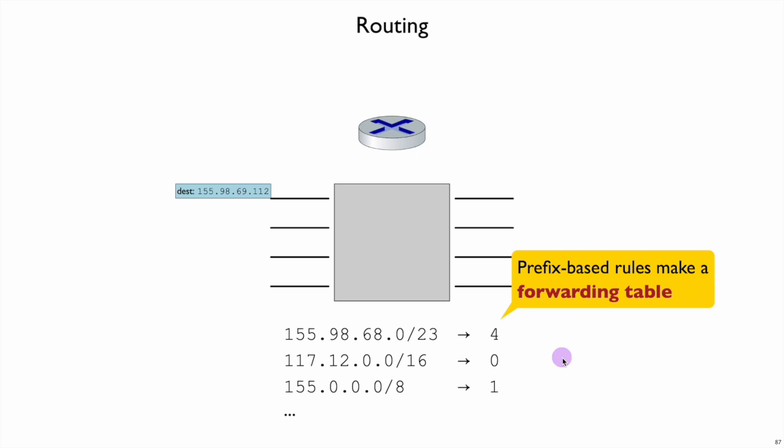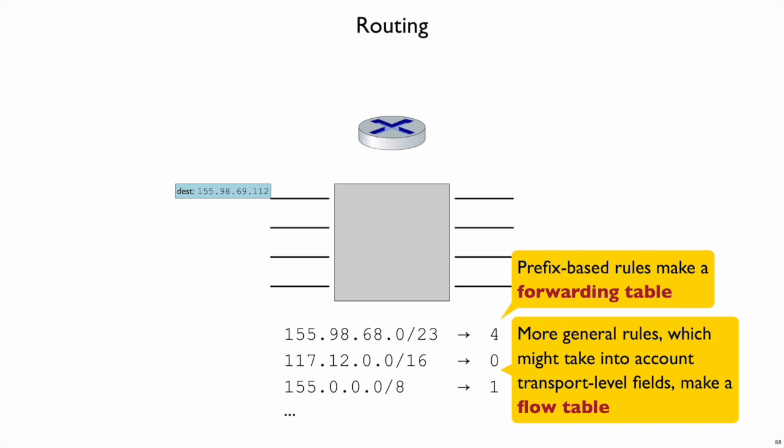That's the basic, baseline, normal way of doing routing, but more complicated things might take into account the kind of traffic, whether it's TCP or UDP, or some other fields in a TCP packet, looking at the transport layer instead of the network layer. Those more complicated rules are often called a flow table.